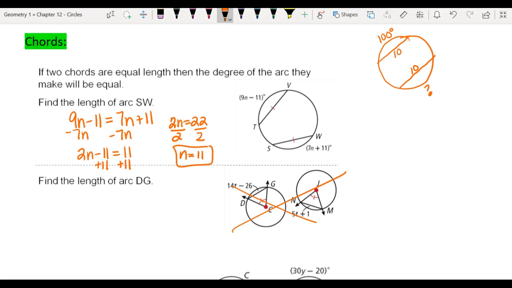So that's what your IXL answer is going to be. It's going to have you plug the number in that you find. Now, this question, though, says find the length of arc SW. So I have to take that 11, and I have to plug it in to SW. So that's going to be 7 times 11 plus 11. What is that? 7 times 11 plus 11 is, should be 88. Right? 77 plus 11. Okay? Do you guys feel like you need more of those?